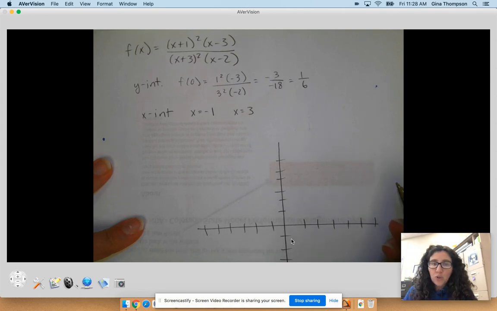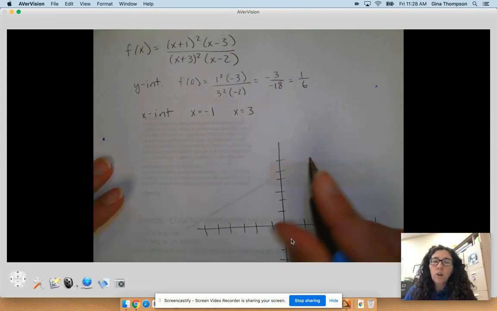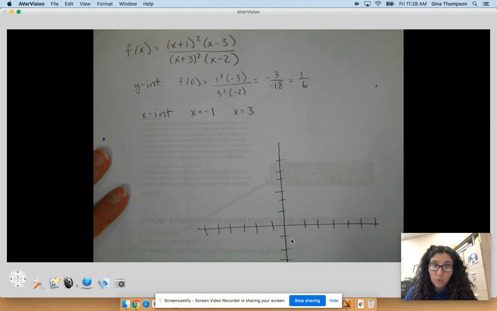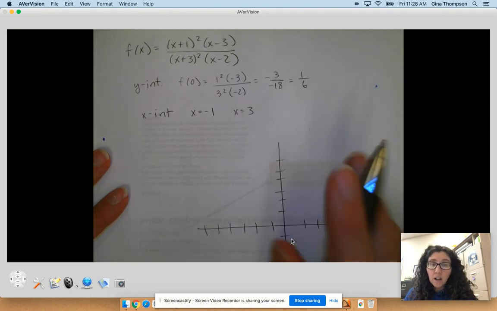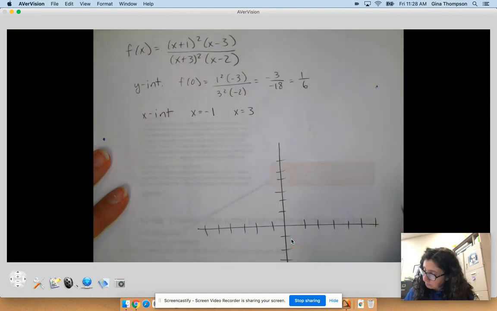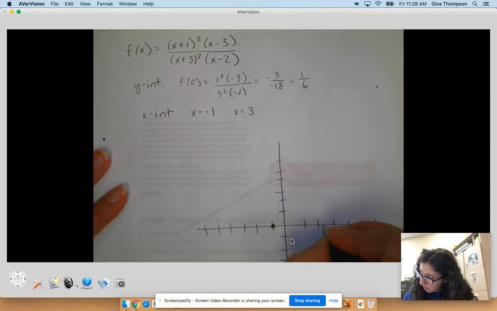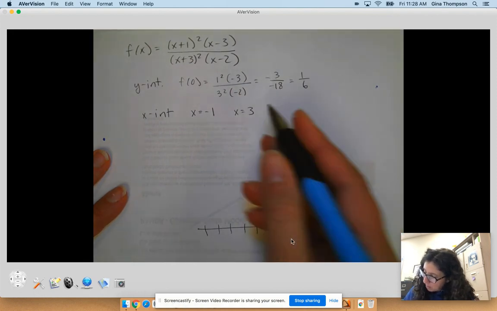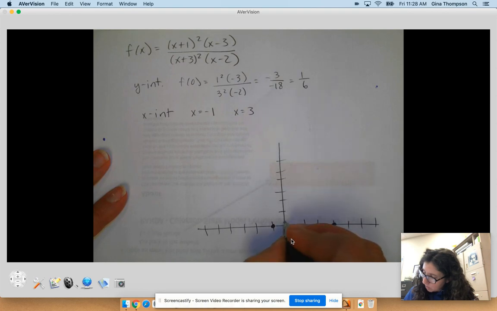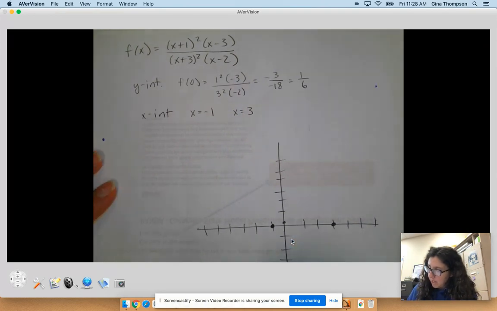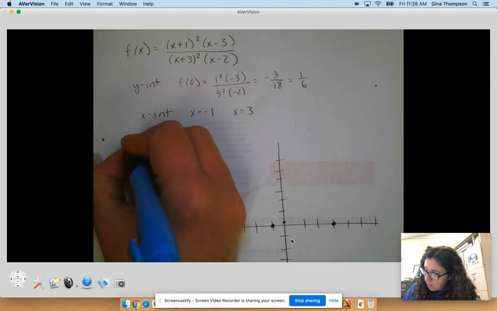So your graphs don't have to be super perfect, right? If we wanted perfect, we'd just go into Desmos. We're getting a rough idea of what this could look like. All right, so our x-intercepts happen at negative 1 and at 3, and our y-intercept happens at 1/6, so right here. All right, how about vertical asymptotes?